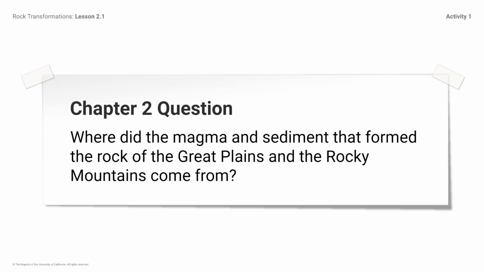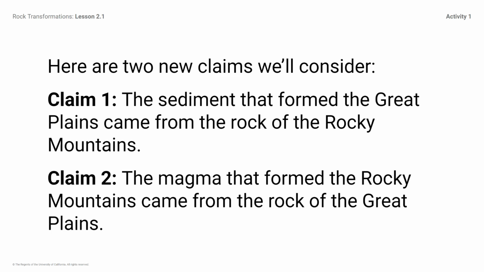Chapter 2 question: where did the magma and sediment that formed the rock of the Great Plains and the Rocky Mountains come from? Here are two claims we'll consider. Claim 1. The sediment that formed the Great Plains came from the rock of the Rocky Mountains. Claim 2. The magma that formed the Rocky Mountains came from the rock of the Great Plains.